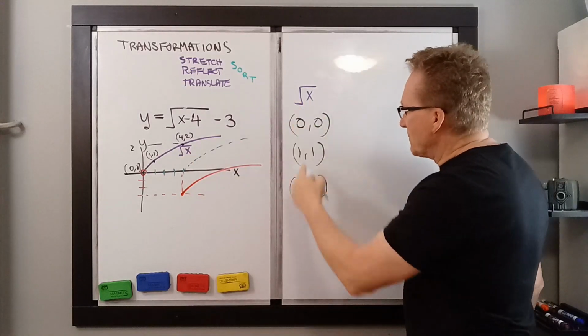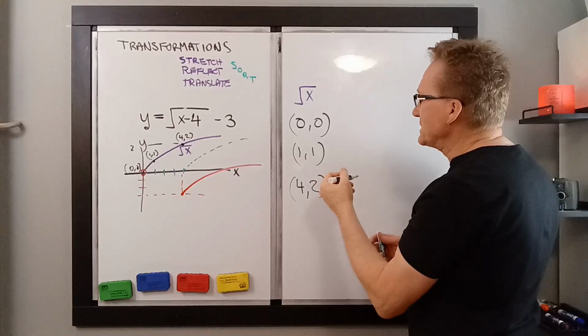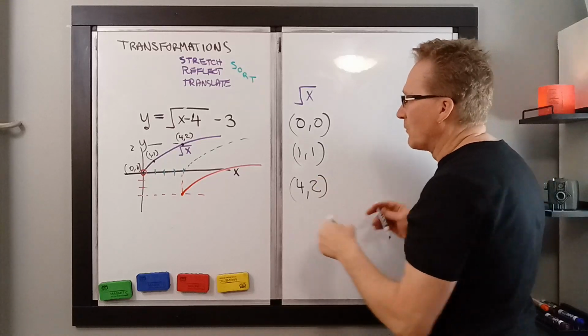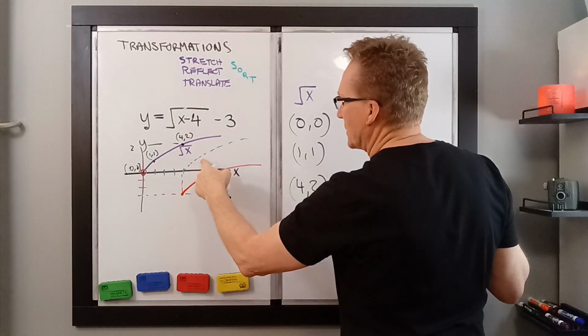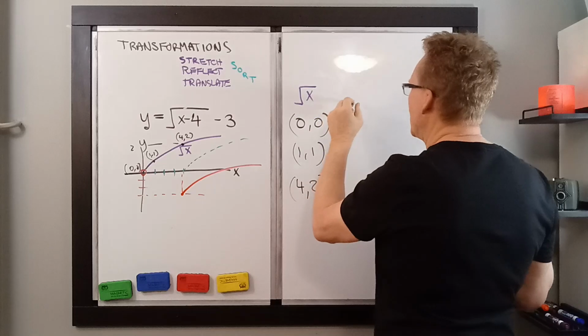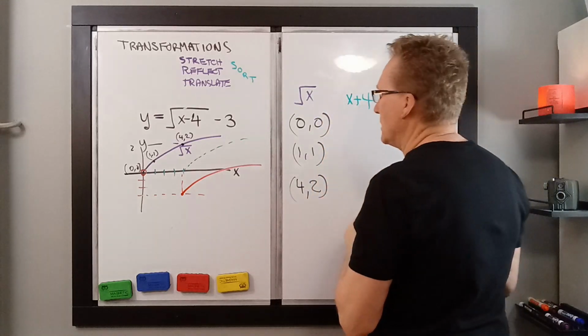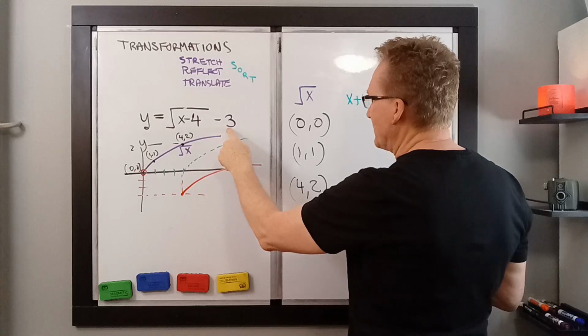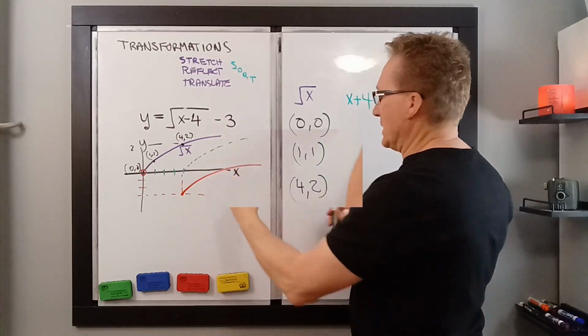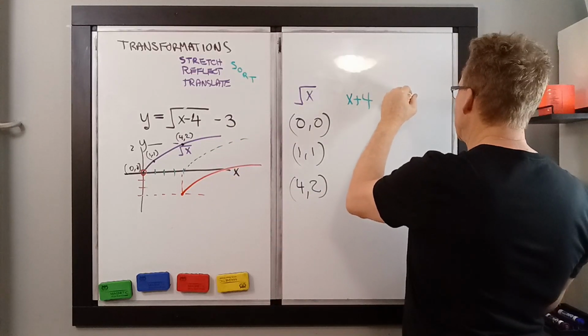So here's 3 of our original points. Now, what is it that we're going to need to do to them? Well, for one, we're going to need to do what I did here with the green one, and that is take the x value, x plus 4. And then we're going to have to take the y value and subtract 3. So I'll take the y value and subtract 3.